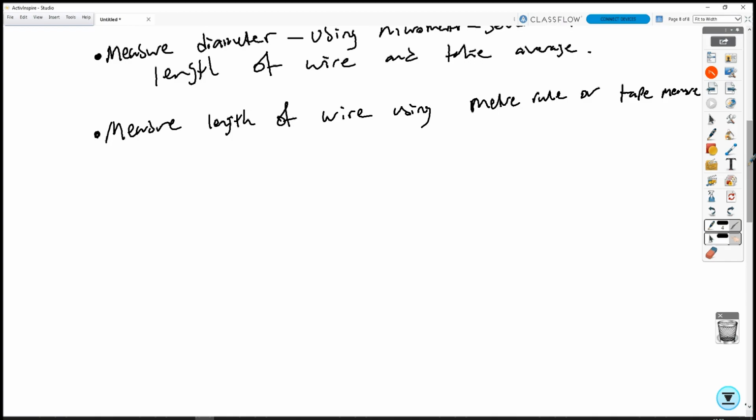You also need to know what masses you're using. So you use a balance to measure your masses. Just because it's printed on it 100 grams doesn't mean it's actually 100 grams. So measure mass using balance.